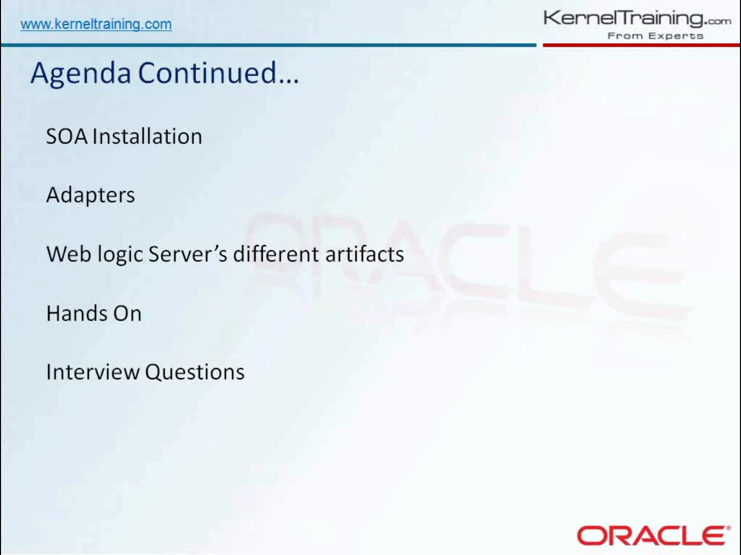Then we will proceed to the different WebLogic server artifacts. As we know, using SOA we will be able to create the services, but we need a server where the services will run. Oracle provides WebLogic server for all applications. This comes under the administration part, but for development purposes, I will teach some of the artifacts which are needed for our purpose. We can define and develop them, and configure them in the server itself. Later on, we will do hands-on.